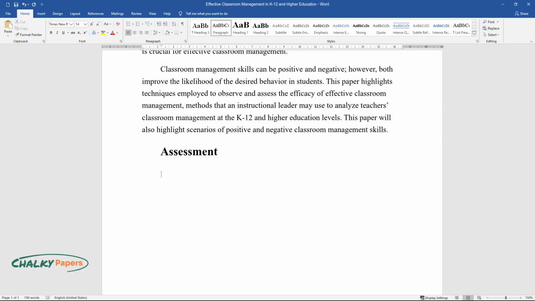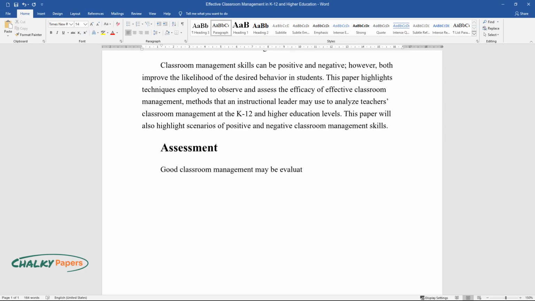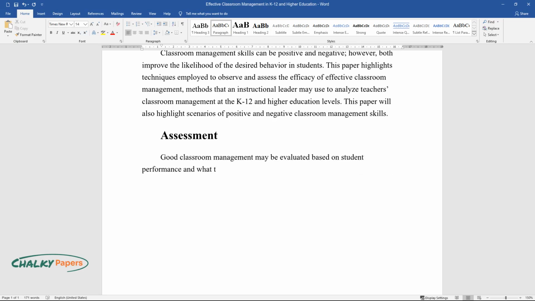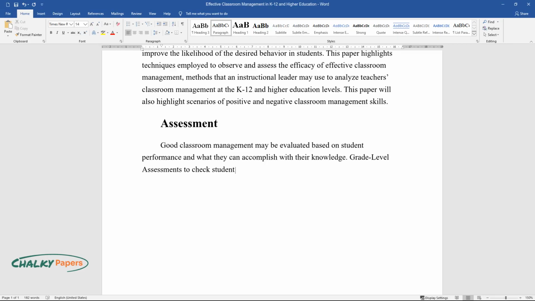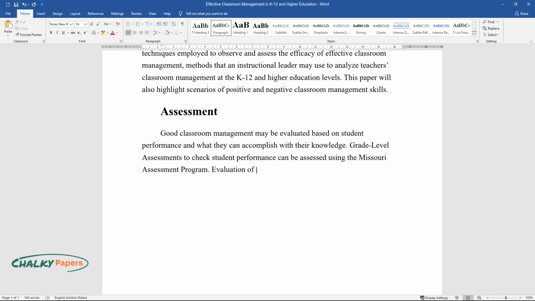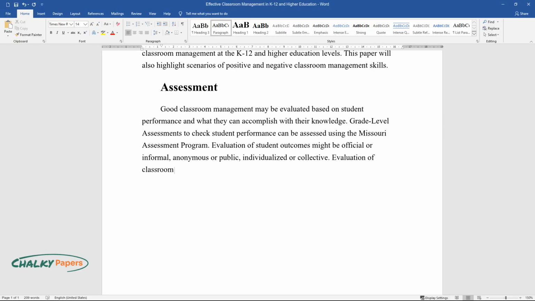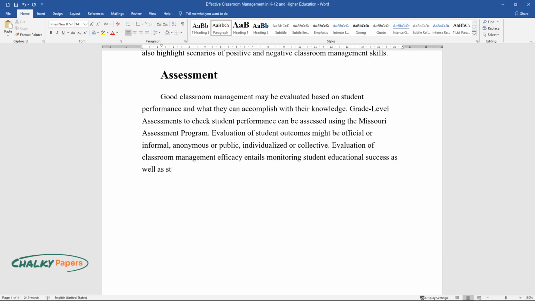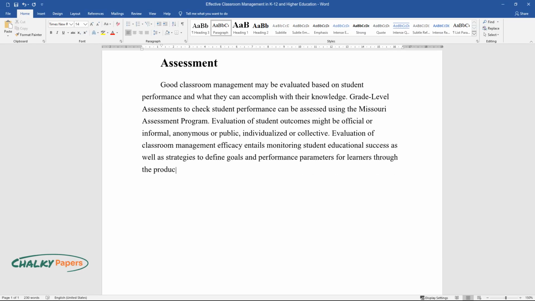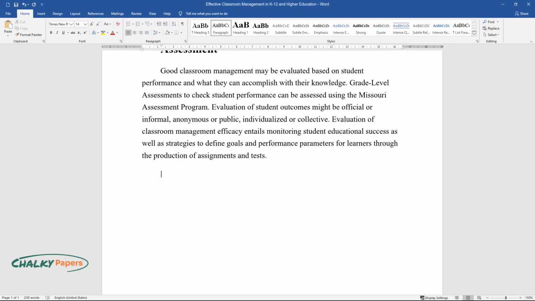Assessment. Good classroom management may be evaluated based on student performance and what they can accomplish with their knowledge. Grade-level assessments to check student performance can be assessed using the Missouri Assessment Program. Evaluation of student outcomes might be official or informal, anonymous or public, individualized or collective. Evaluation of classroom management efficacy entails monitoring student educational success as well as strategies to define goals and performance parameters for learners through the production of assignments and tests.